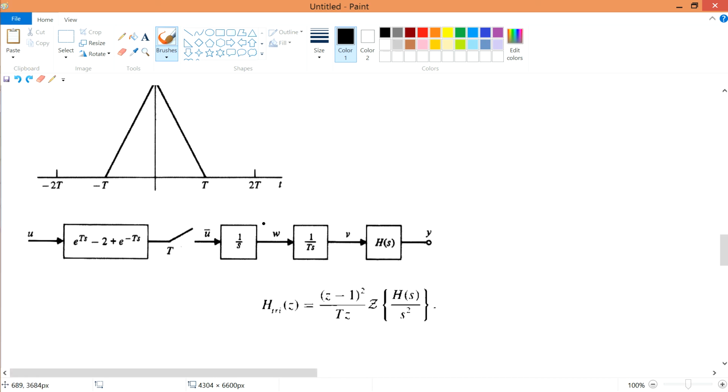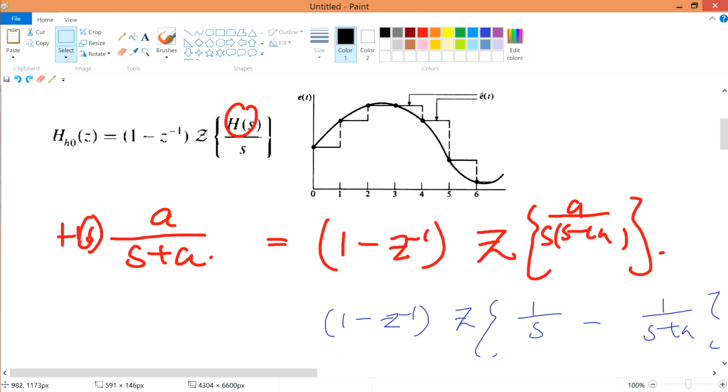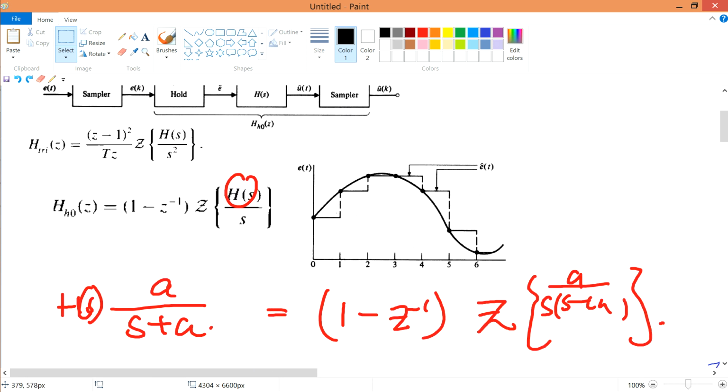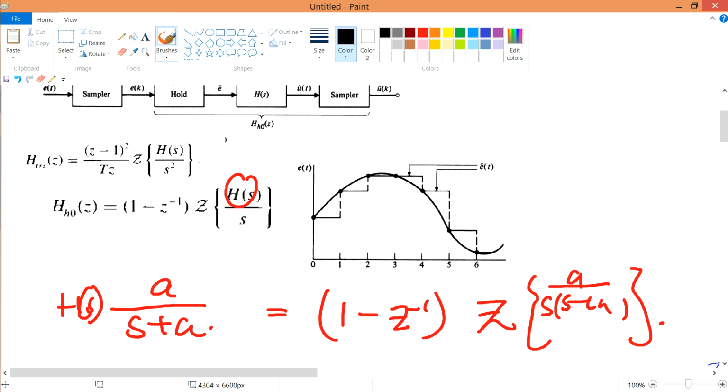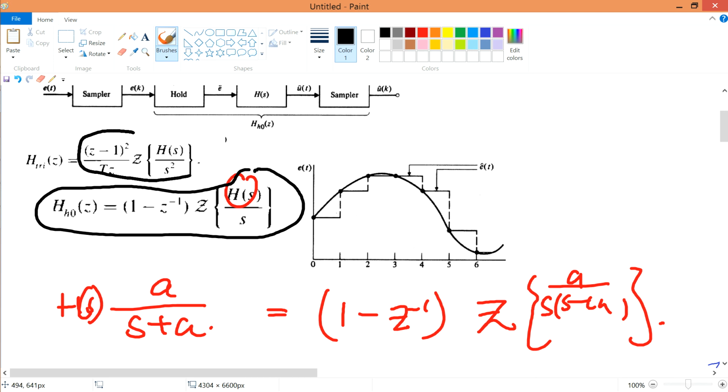And therefore, for the first order hold, the transfer function is this one. So I'll just copy this and let you compare with the first order hold. Sorry, the 0th order hold. So this thing over here is your 0th order hold. If you take a look at the first order hold, you need an s squared. This is s. So this thing over here is z minus 1 over z. This one. So over here you can see that it is z minus 1 squared over Tz.